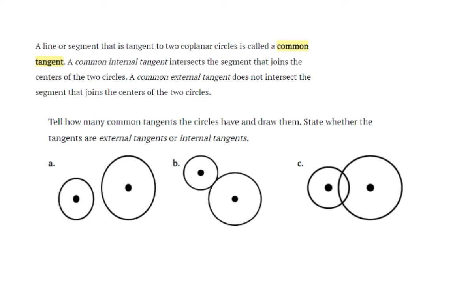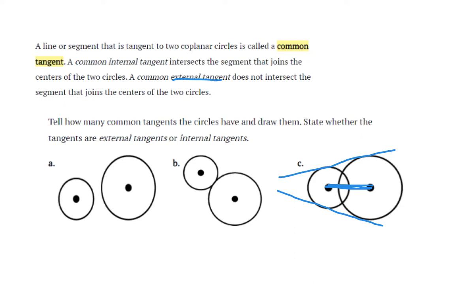So I'm going to start with C. If I draw a common tangent to both of those circles, there's actually one on one side and one on the other. This one has two common tangents, and they are external tangents. The segment that joins the centers is right here. It's not the line that joins the centers, it's the segment that joins the centers. We call those external tangents because they don't intersect that segment.